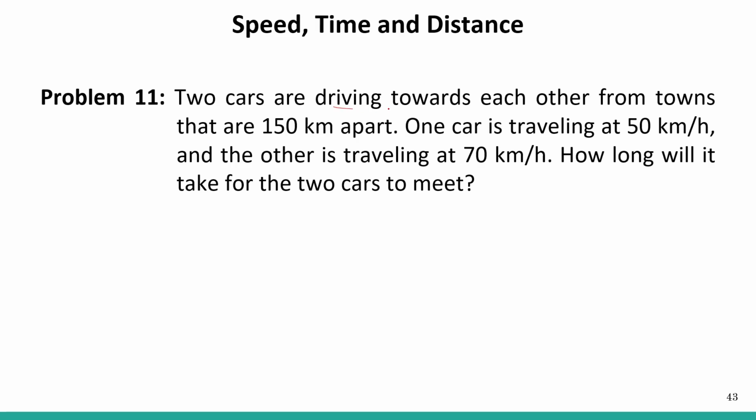So two cars are driving towards each other from towns that are 150 km apart. One car is traveling at 50 km per hour and the other is traveling at 70 km per hour. So how long will it take for the two cars to meet?